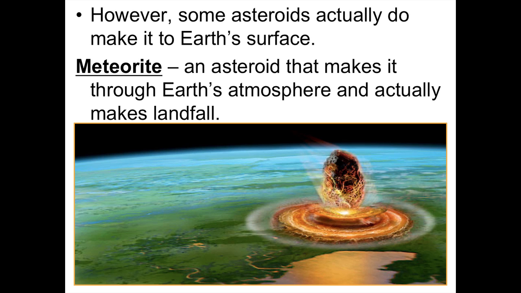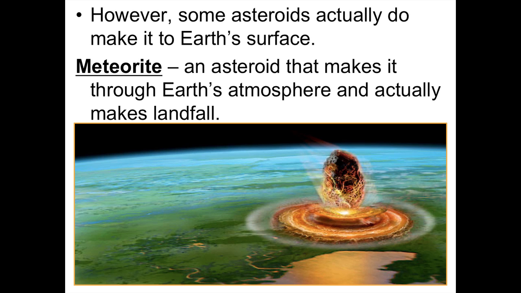When this happens, it goes from an asteroid to a meteor, because it's just on fire, into a meteorite. Once a meteor hits the surface, the name changes, for no other reason than scientists just want a different name for it. A meteorite is an asteroid that makes it through Earth's atmosphere and actually makes landfall. What I mean by makes landfall is it actually hits the ground.